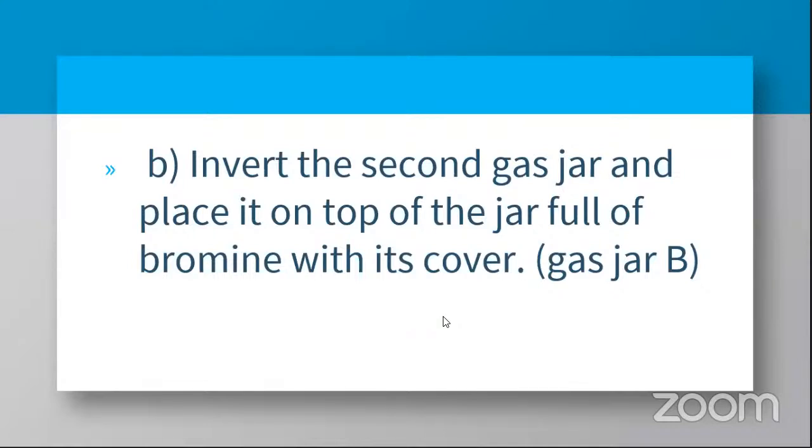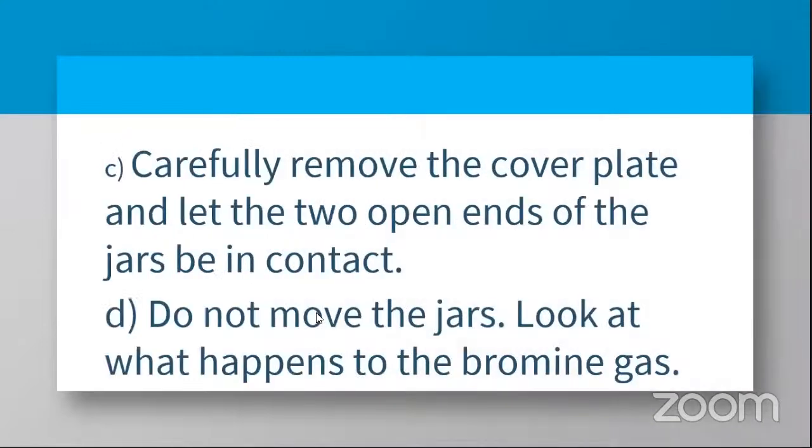Yes, Isingoma, what will happen? We shall see the brown color spreading out of the two jugs. Okay, good. Let me hear from Rodney. The bromine gas will move to gas jar B. Very good. Rodney says the bromine gas will diffuse to gas jar B. Automatically, that is what will happen.